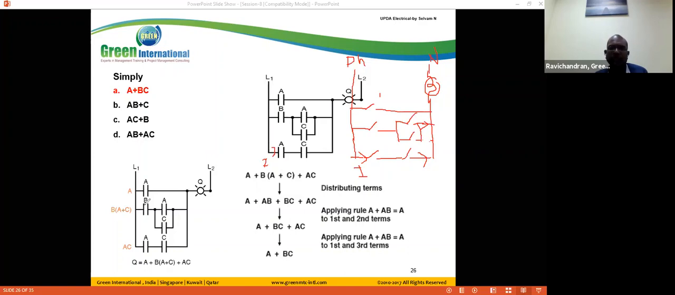Either B and either A or C. So we are able to get that correct here. That's why we are putting an AND gate. Here we use OR, that's why we put A plus C, and here AND. So we put AND here.